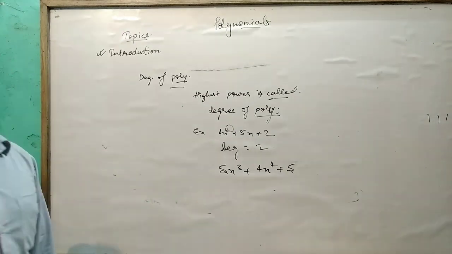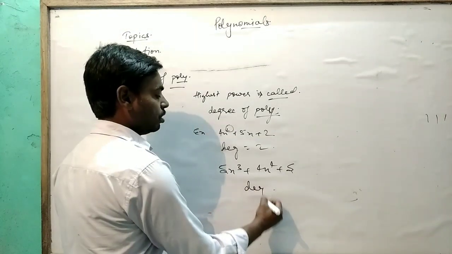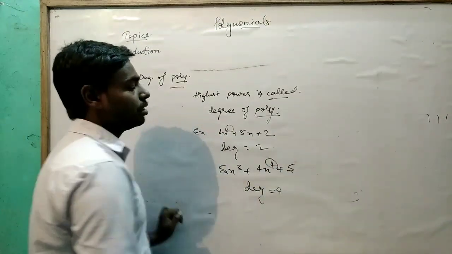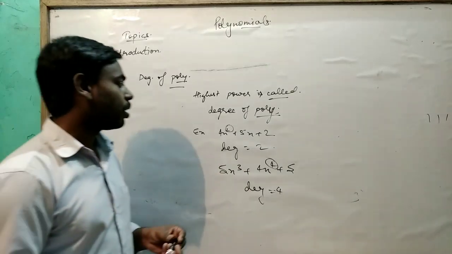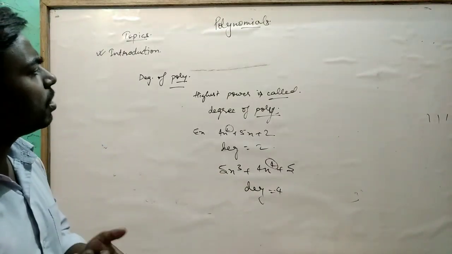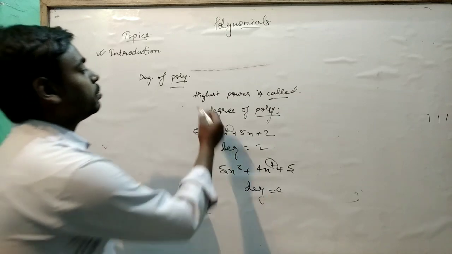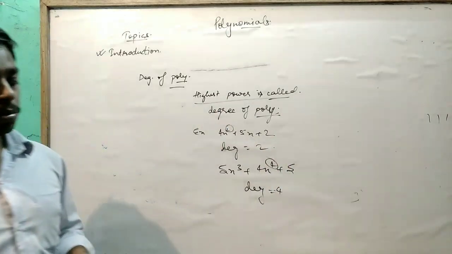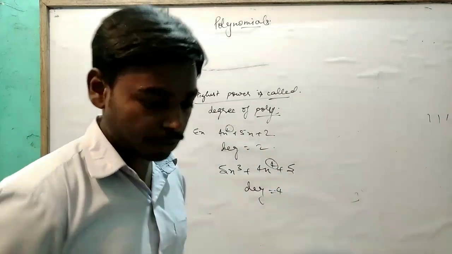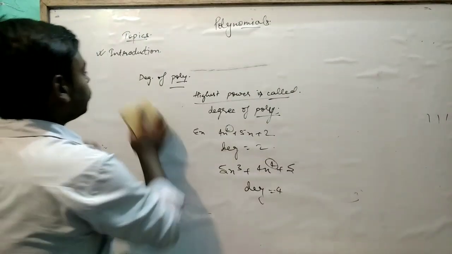Here degree is 4 because highest power is 4. So that is degree of polynomial. What is degree of polynomial? Highest power is called degree of polynomial. Next, term of polynomial.